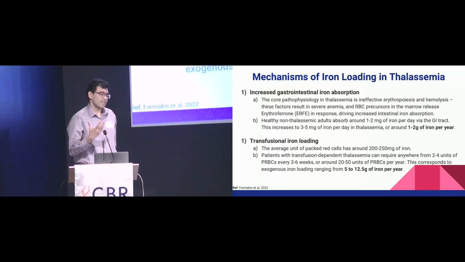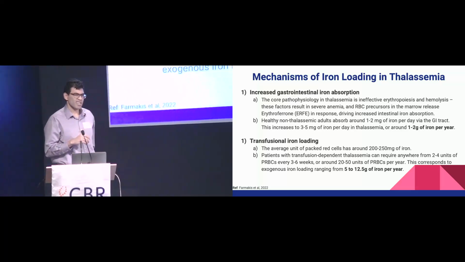Transfusions, well, the average unit of packed red cells contains 200 to 250 milligrams of iron. Our patients can require anywhere between 20 and 50 units of red cells a year, and as Ritika was alluding to, that's appointments every 4 weeks, 3 units of blood, so 13 times 3 is about 36 units a year. And so that can translate to 5 to 12 grams of iron per year.